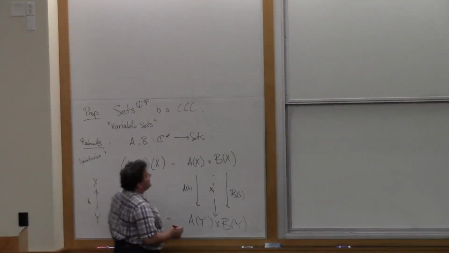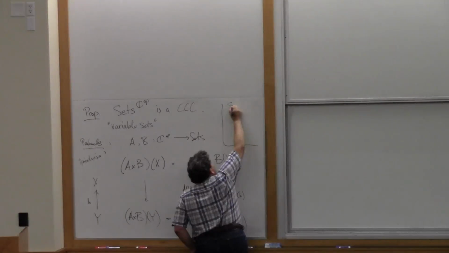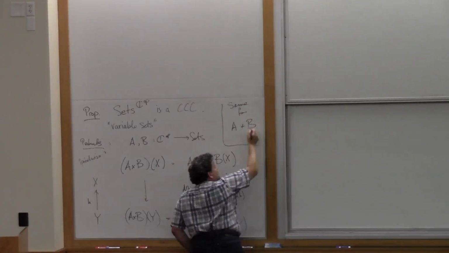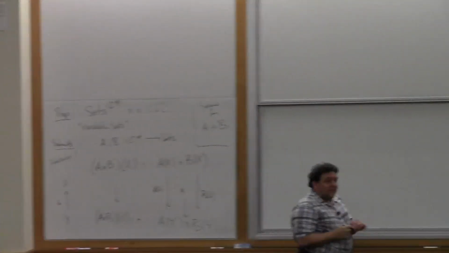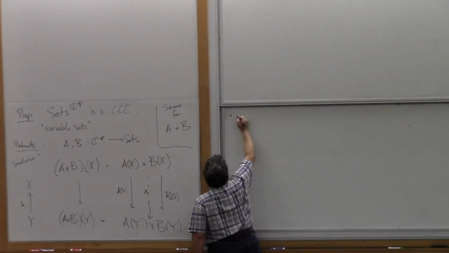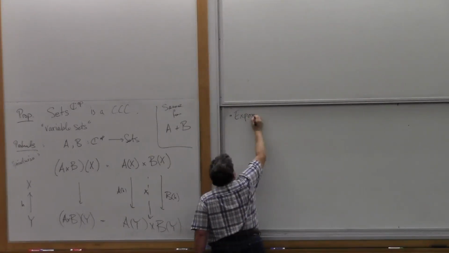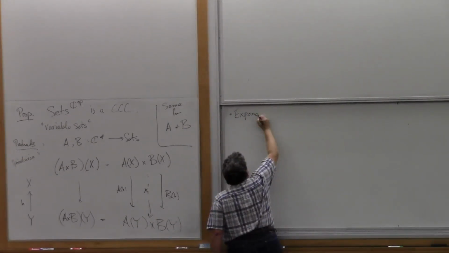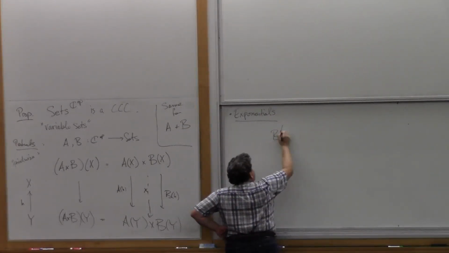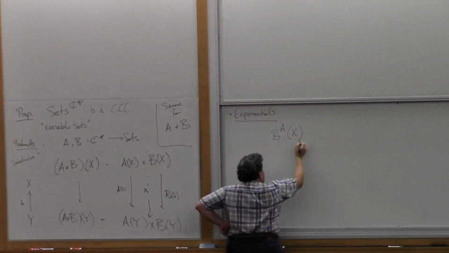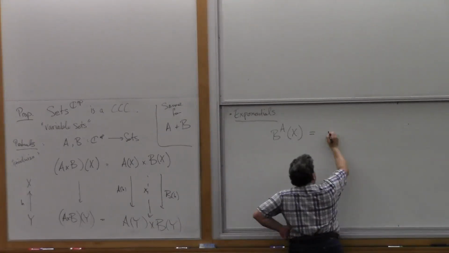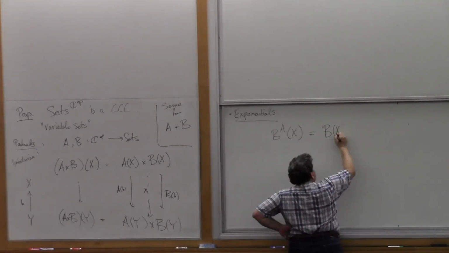So here, same for A plus B. You can make those things pointwise too. But what about the exponentials? That's the interesting thing. So exponentials. What are we going to do about B to the A at X? Well, the first thing you might think of trying is just to make that pointwise too. That certainly is the first thing to at least try and see if it works, right?